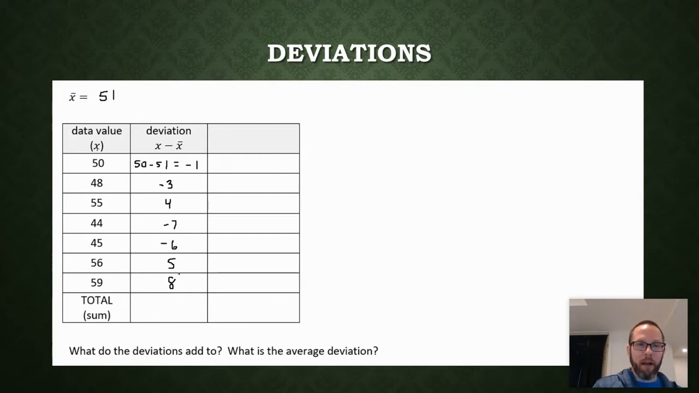If we add these up, I think I can do this mentally. -1, -3 is -4, plus 4 is 0. Then I get -13 plus 13. The total is actually 0. So the total is 0, and the average deviation would be 0 too. And that's not very helpful to us.